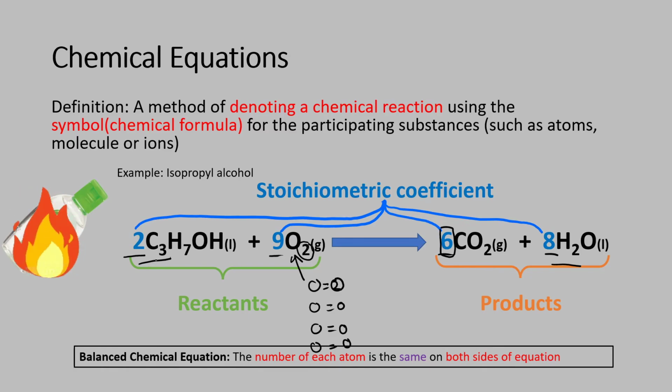If you look, carbon has 3, right? So there are 3 carbons, and then we multiply by 2, so we have 6 carbons. On the right side we multiply 6 with this carbon, so we get 6 carbons. 6 carbons. So does it make sense? Left and right, any atom must have the exact same number.